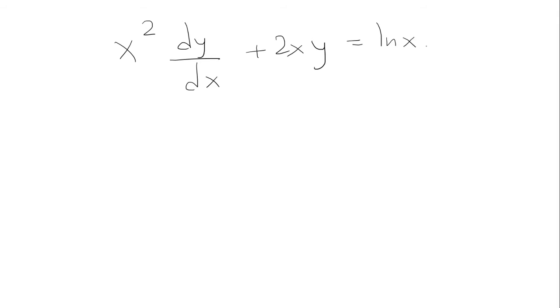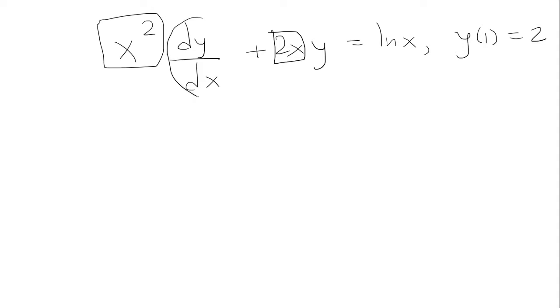I want to solve the differential equation x squared times dy over dx plus 2x y equals ln of x, given that y of 1 is 2. Okay, the first thing to notice about this is, let's look at x squared and 2x. Well, what's the connection there? The connection is that the derivative of x squared is 2x.